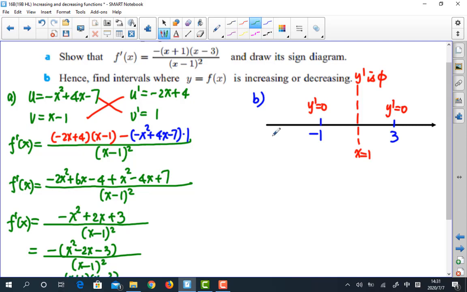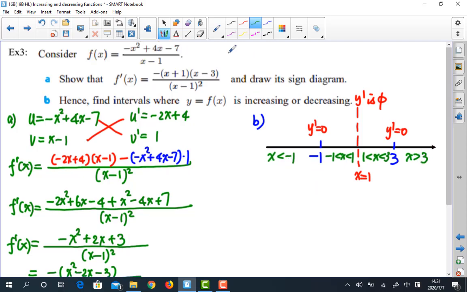interval. This interval is x is less than negative 1. This interval should be between negative 1 and 1. This interval should be between 1 and 3. This interval is greater than 3. Why can we have 4 intervals? Because you look at the domain of the original rational function. The domain x can be all real numbers except 1 in the denominator. So 1 is not only the undefined value for y prime, but also the undefined value for the original function. This is the reason why x cannot be 1. So you need to exclude the 1 from your increasing and decreasing intervals.